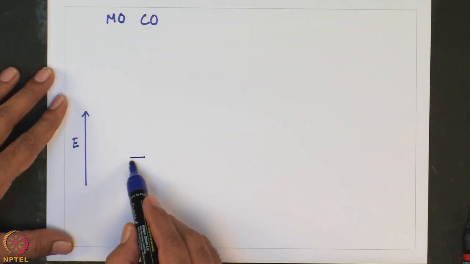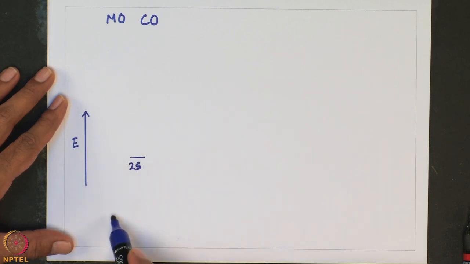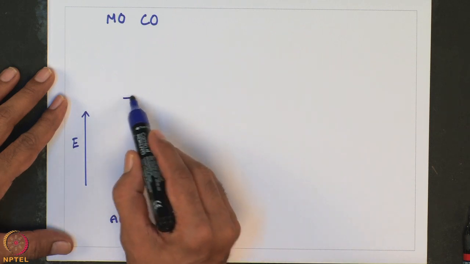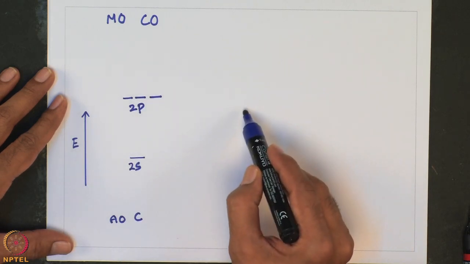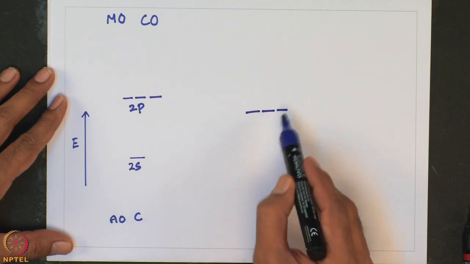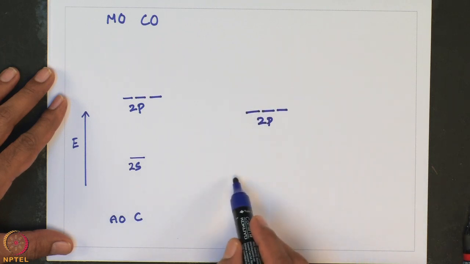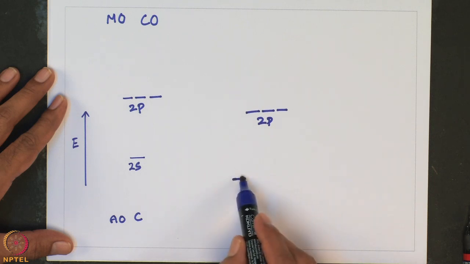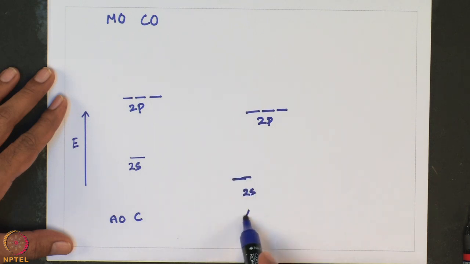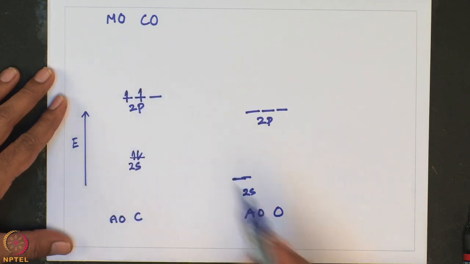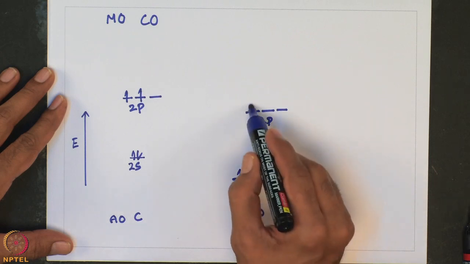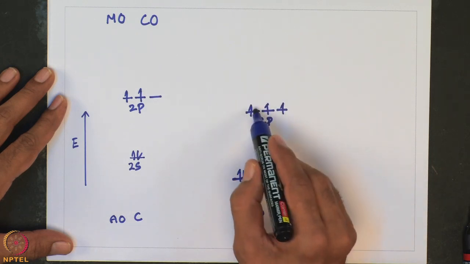So, here let me write 2s for C, atomic orbitals of carbon, and then I write here 2p, and then at a relatively lower level I write for oxygen 2s and 2p, atomic orbitals of oxygen. Here we have 4 electrons for carbon. In this case, we have 6 electrons for oxygen.